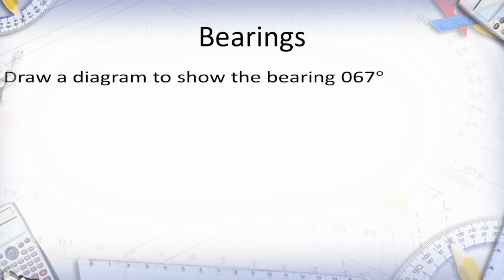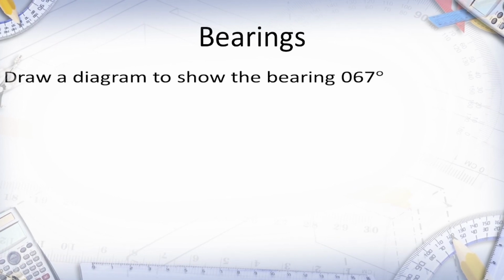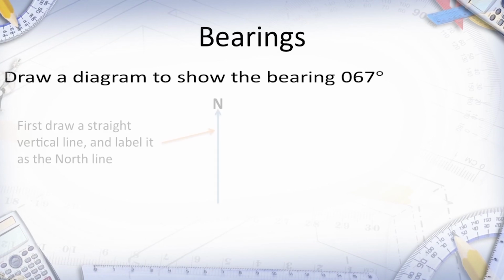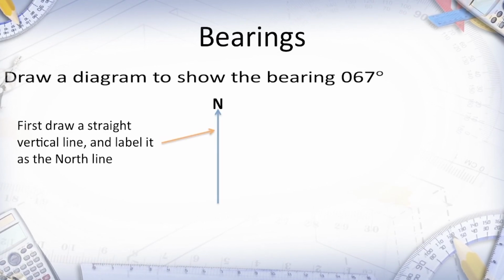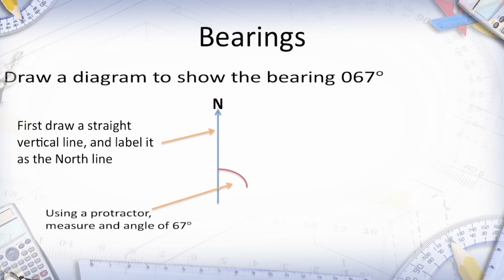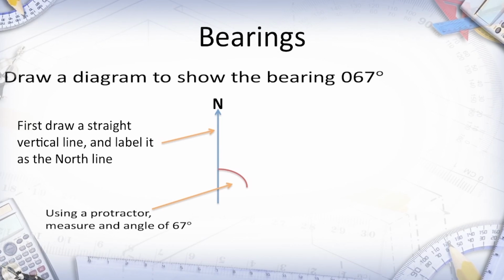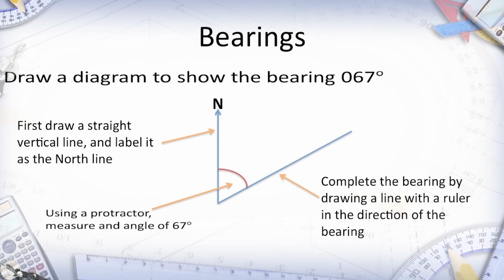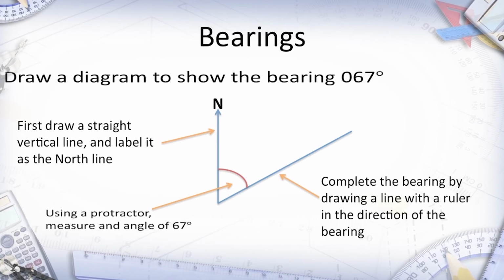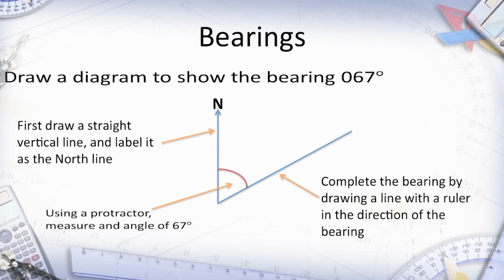If we look at how to draw a diagram to show the bearing 67 degrees, there's a set of steps that we need to follow in order to get the bearing accurate. The first thing we need to do is to draw a straight vertical line and label it as our north line. Then we need to use a protractor to measure an angle of 67 degrees. Once we've done that, we then complete the bearing by drawing a line with a ruler in the direction that the bearing takes us. Now we've completed a bearing to show 67 degrees.